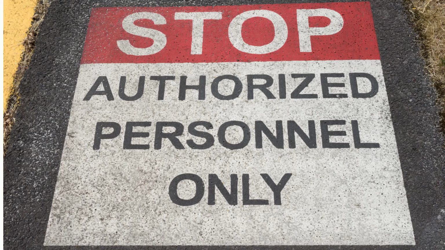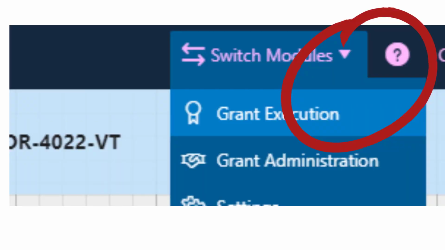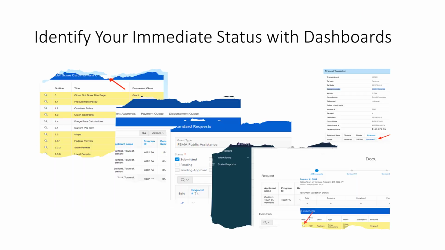Only authorized users get access to the Grant Administration module. Those without access cannot even see it on the menu, but we can. This menu is in the upper right hand near the Help button. There are a lot of state users who keep both modules open at the same time. They review applicant data in the Grant Execution module while keeping an eye on the queries and status in the Grant Administration module. Just like the Grant Management module, we help you identify your immediate status with dashboards.